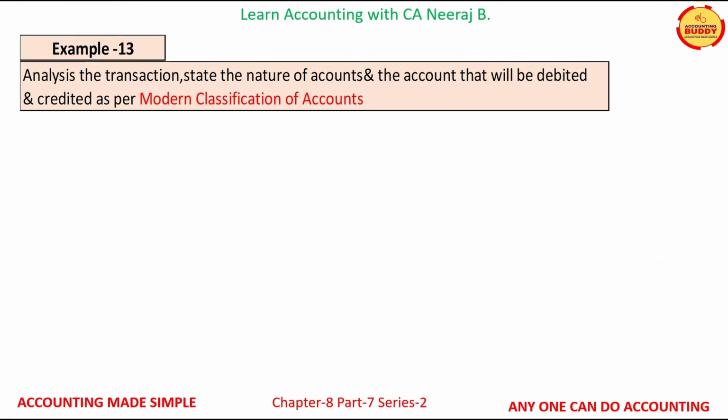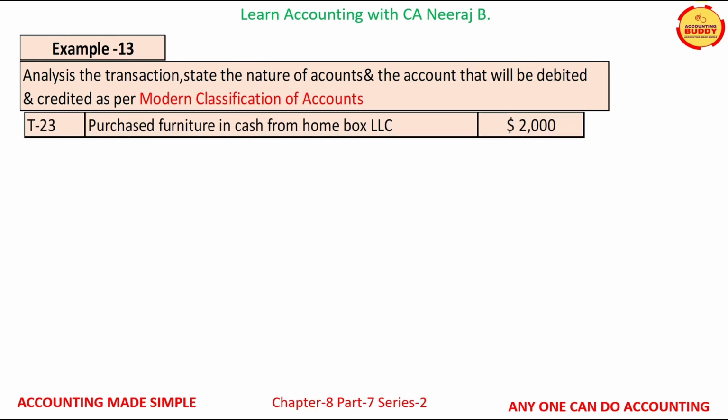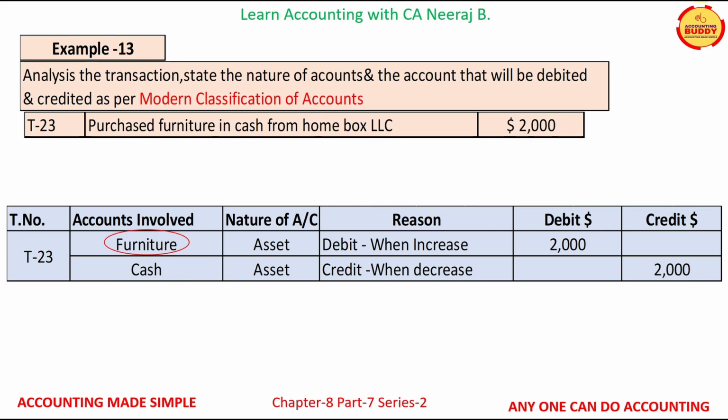Next illustration on your screen: analyze the transactions, state the nature of account and the accounts that will be debited and credited as per modern classification of accounts. Transaction T23 is business purchased furniture in cash from Homebox LLC for $2,000. The two accounts which are getting affected are furniture account and cash account. Under modern classification of accounts, both furniture and cash are asset accounts. The rule of debit and credit for asset account is debit when assets increase and credit when assets decrease. Therefore, this transaction is recorded for $2,000 by debiting furniture account and crediting cash account.